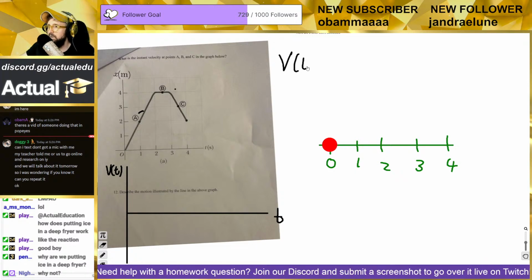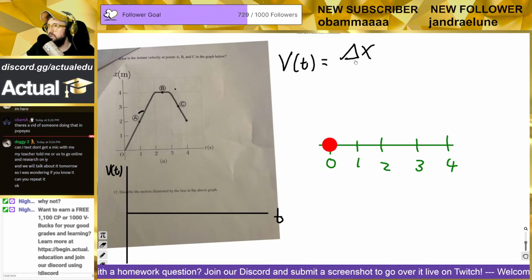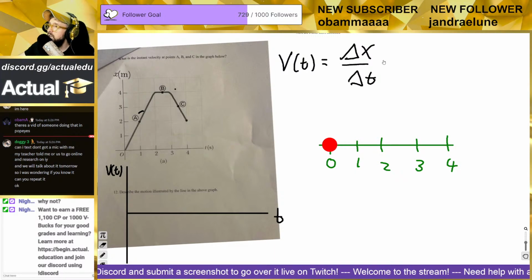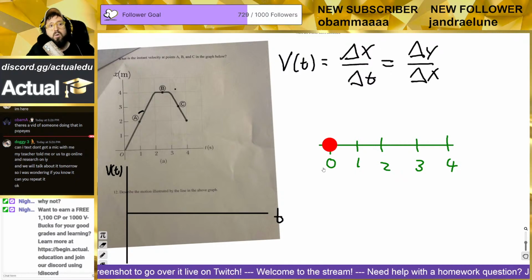So velocity is equal to the change in position over the change in time, okay? If a graph is position versus time, do you see how this is the same thing as delta y over delta x? What is delta y over delta x in math? What is that?